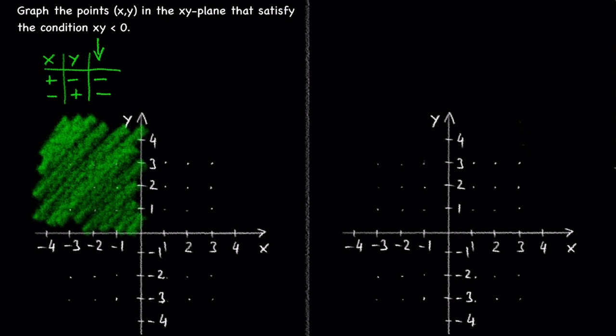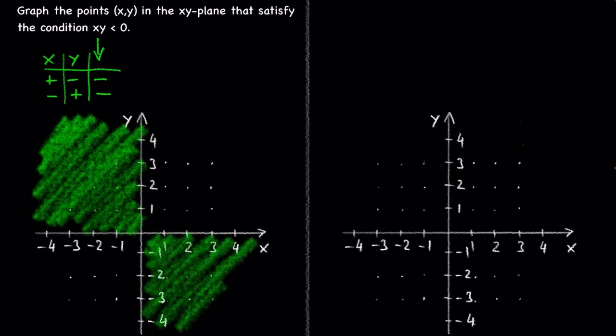The x-coordinates of these points are positive, and the y-coordinates of these points are negative. So the x-y coordinates of all these points in the fourth quadrant have different signs in front. So we can also shade this region, because the product of all x and y in this quadrant is less than 0.